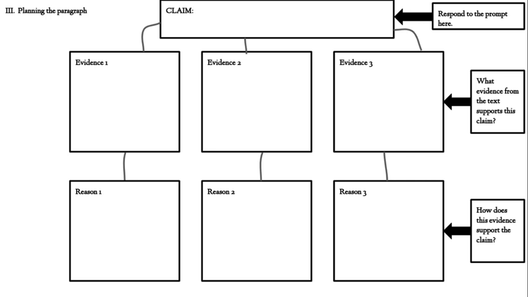Part 3 is all about planning the claim paragraph. You're going to start at the top by including the claim. Then you're going to have your 3 pieces of evidence. Remember, those are the supporting claims for that particular claim: the evidence from the text that supports the claim, and then the reason why that evidence supports the claim. That's where it goes in reason 1, 2, and 3. And notice reason 1 refers back to evidence 1, reason 2 to evidence 2, and reason 3 to evidence 3. That's how this evidence supports that claim.